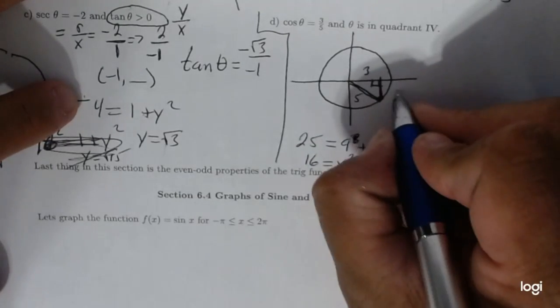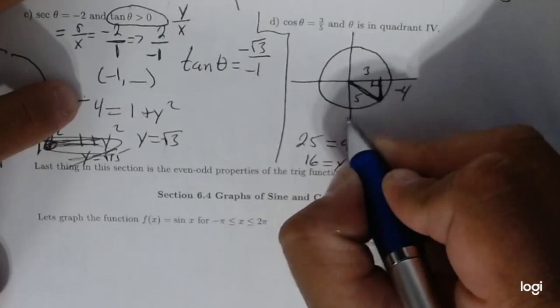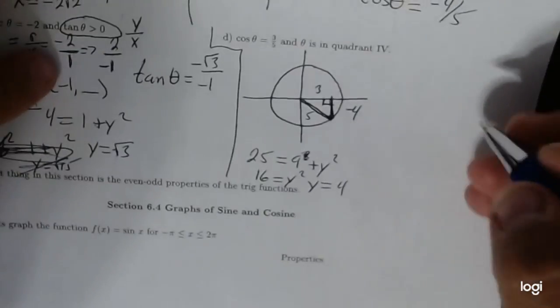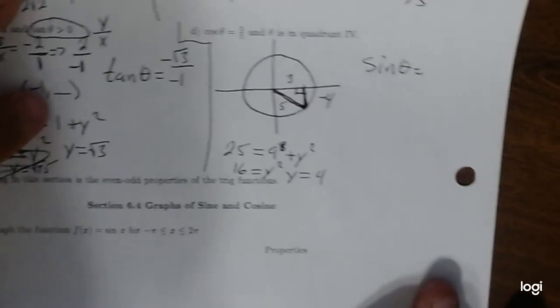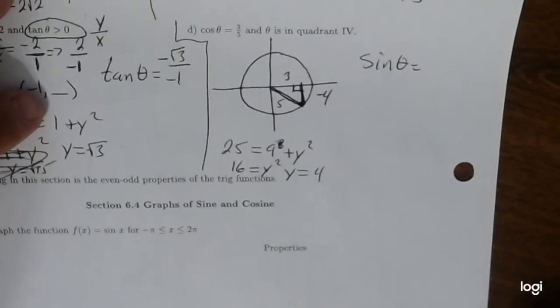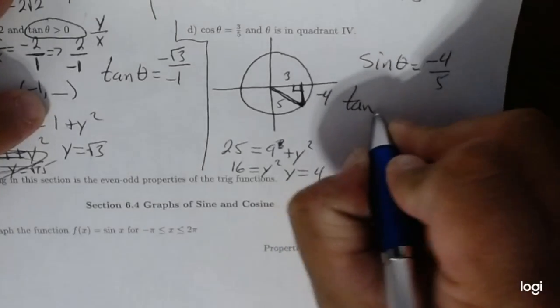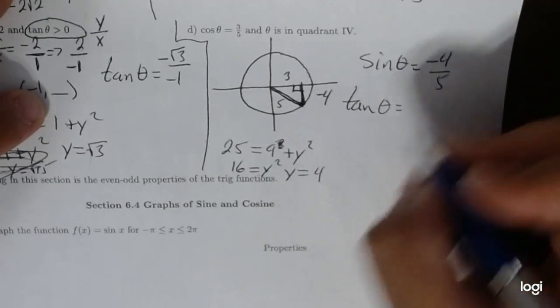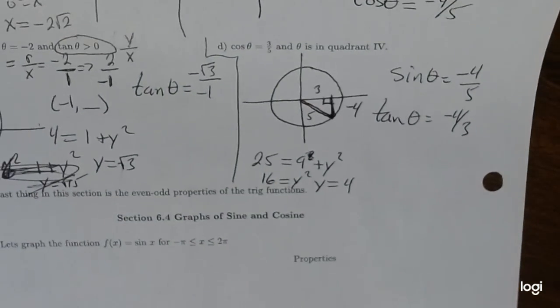Now, we're going to use negative 4 because it's in quadrant 4, correct? That means the y component is going to be negative. Okay? And now from there, now we have used the other 5 functions, right? So sine theta is y over r. So negative 4 over 5. Tangent theta is y over x, so negative 4 over 3. And just do the other portions as well.